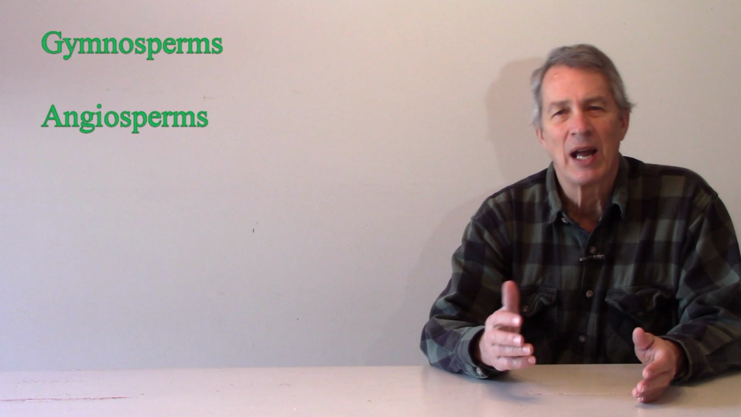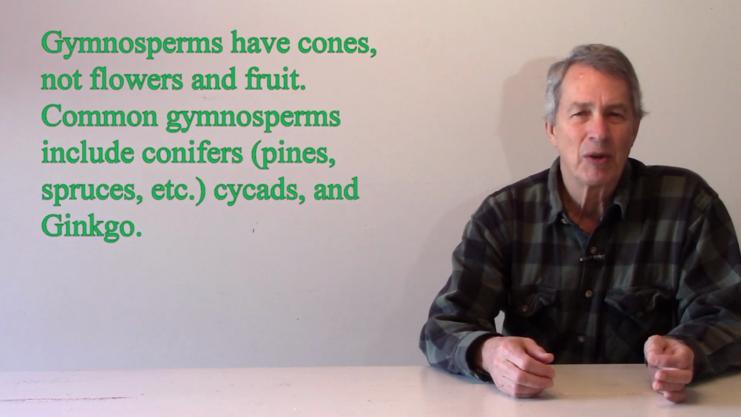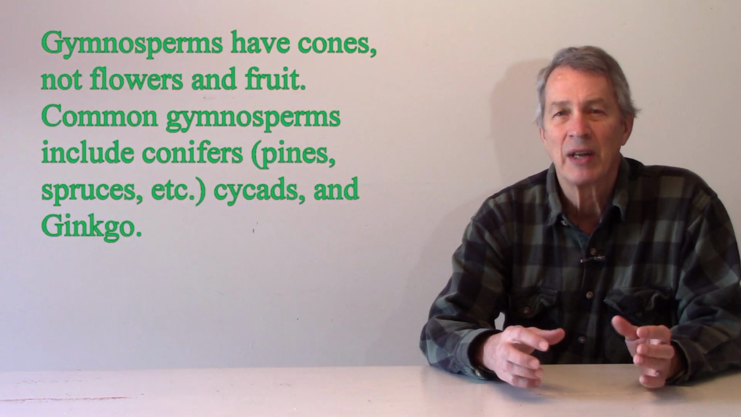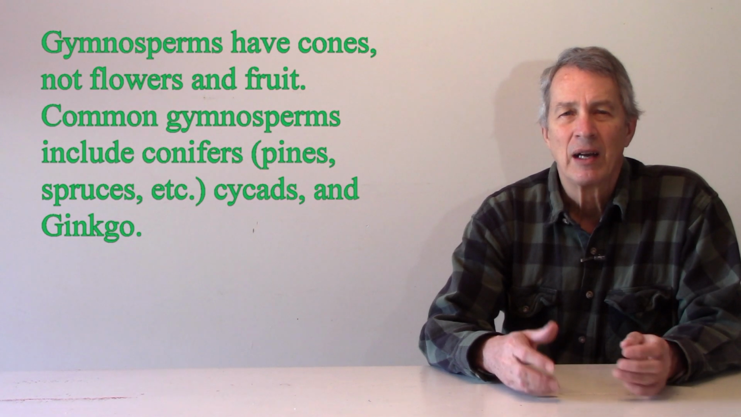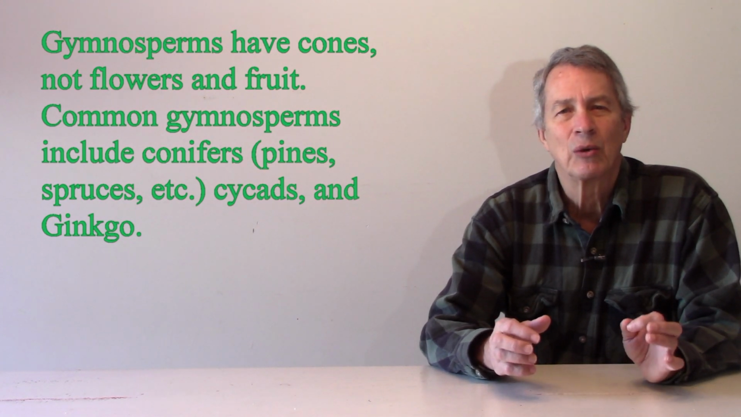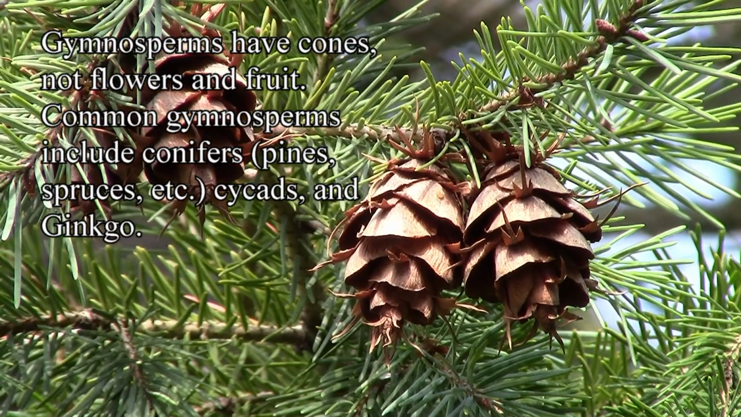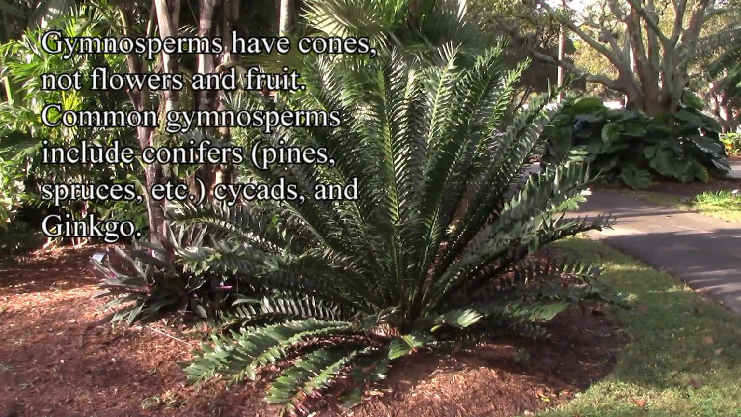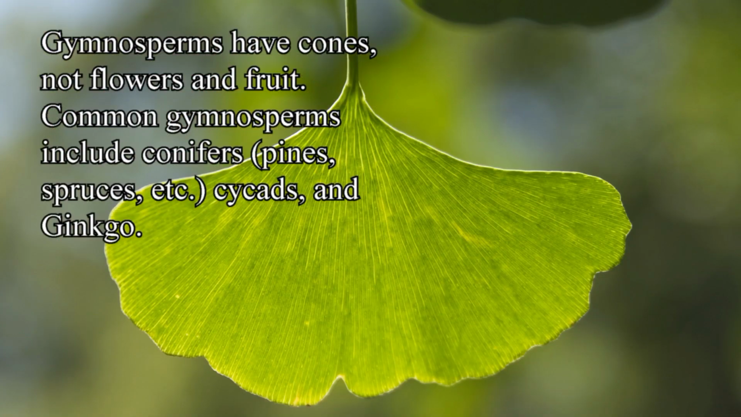Another way plants can be grouped is by flower anatomy. Vascular seed plants can be gymnosperms or angiosperms. Gymnosperms have cones, not flowers and fruit. Common gymnosperms include conifers, pines, spruces, etc., cycads, and ginkgos.